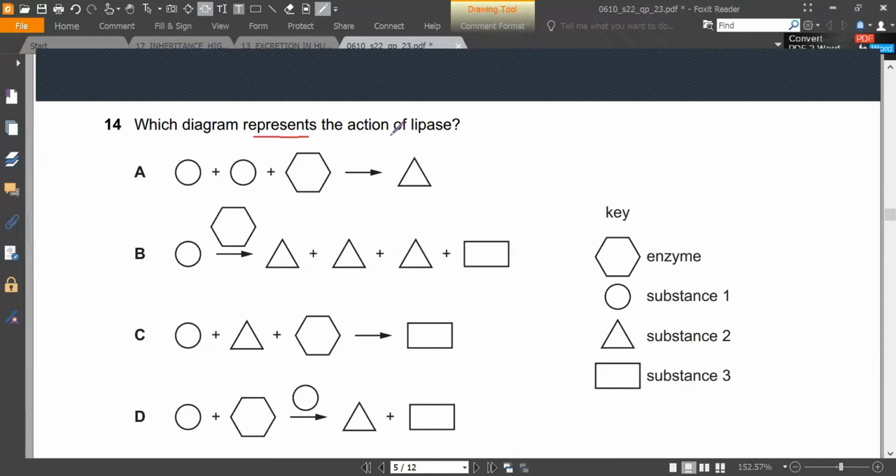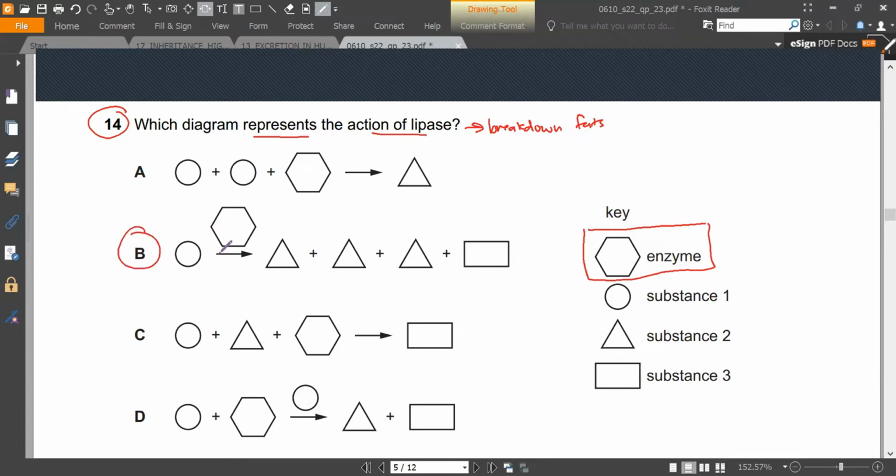Next. Which diagram represents the action of lipase? The function of lipase is to break down fats, right? So breaking down fats. We have the enzyme. This is the enzyme. If we see clearly, we will see that B will be the correct answer. Why? Because the enzyme is not changed in the reaction. It's just acting as a catalyst.